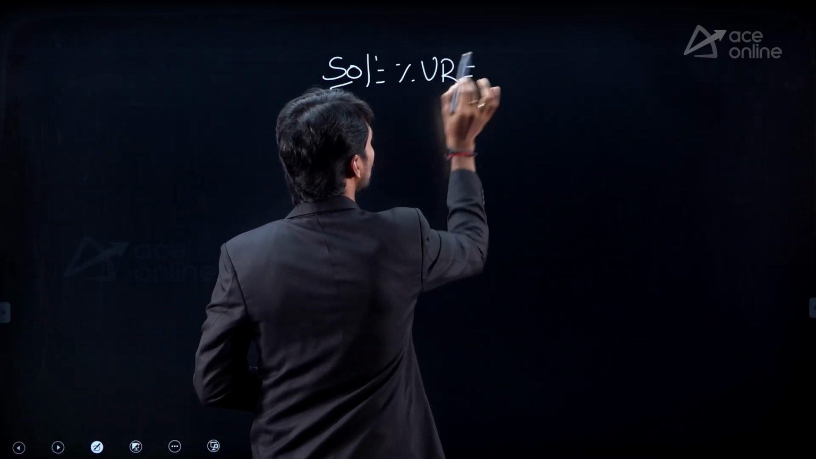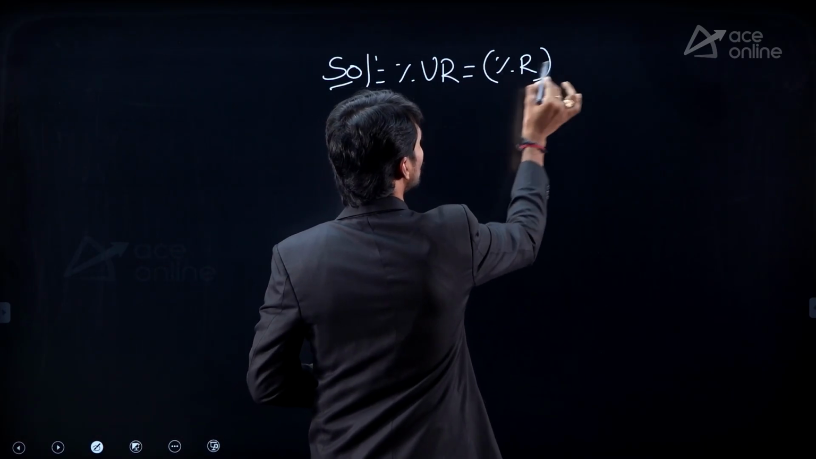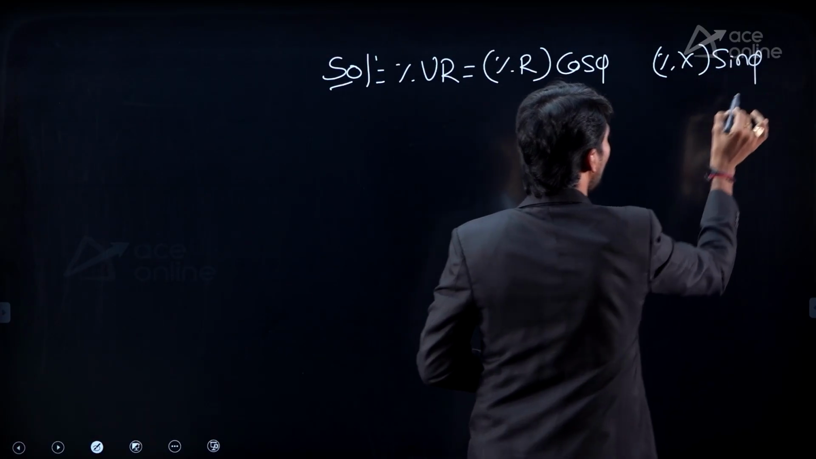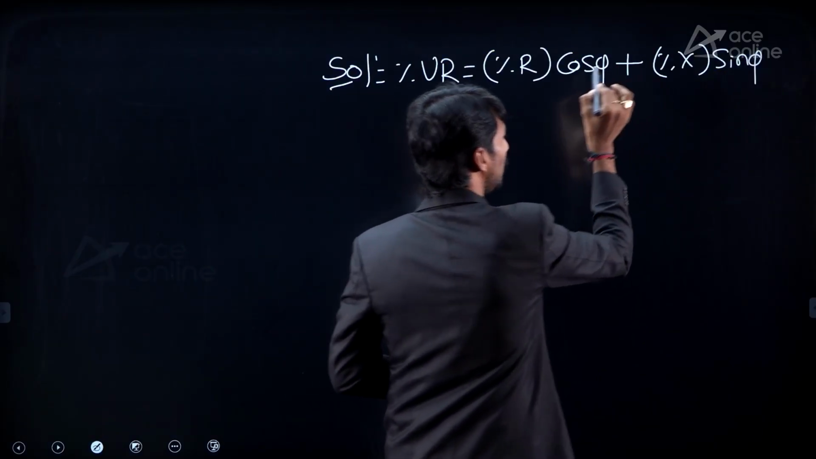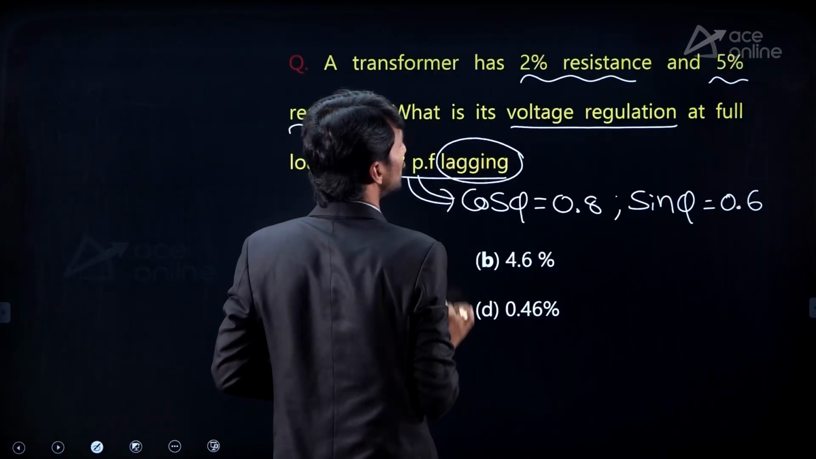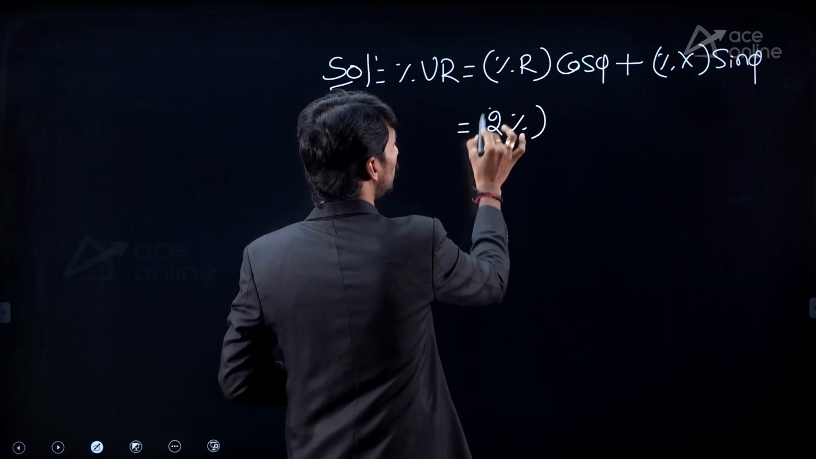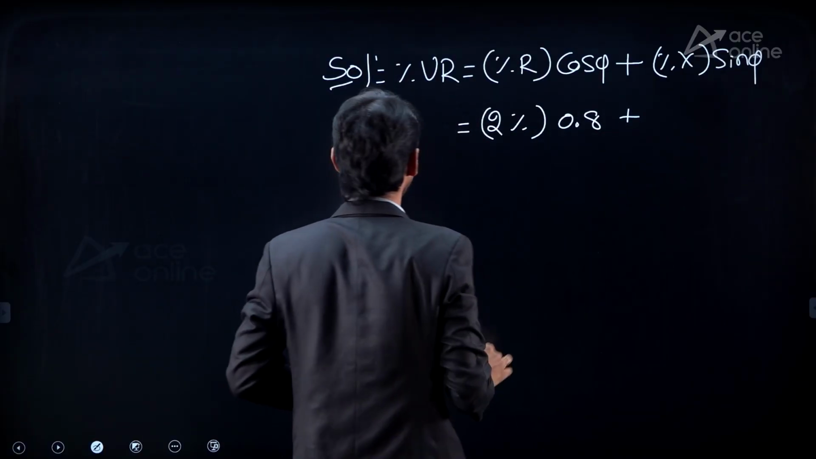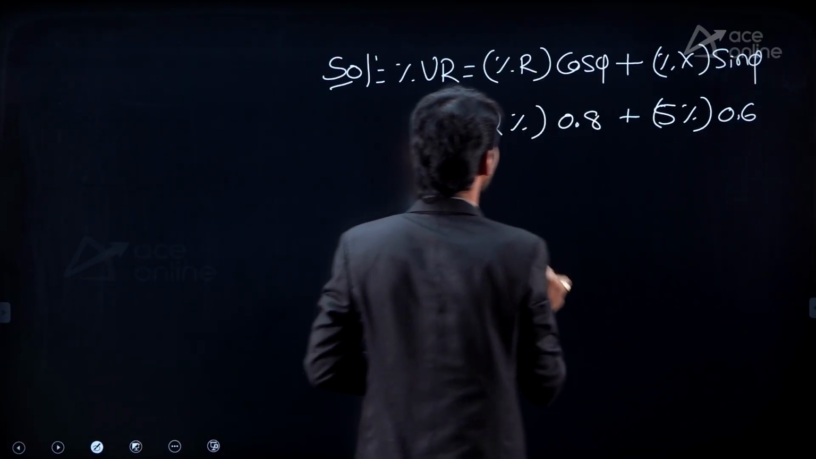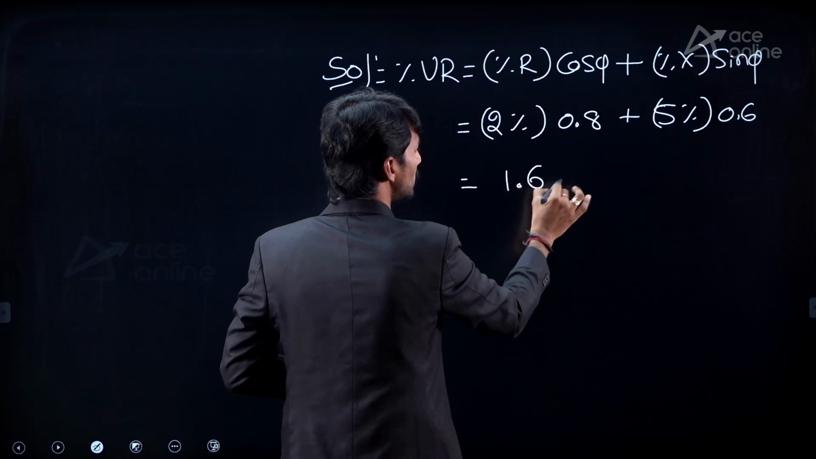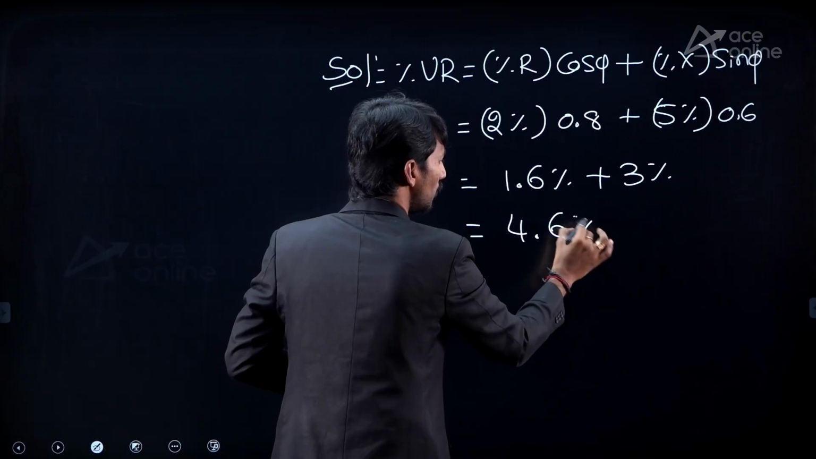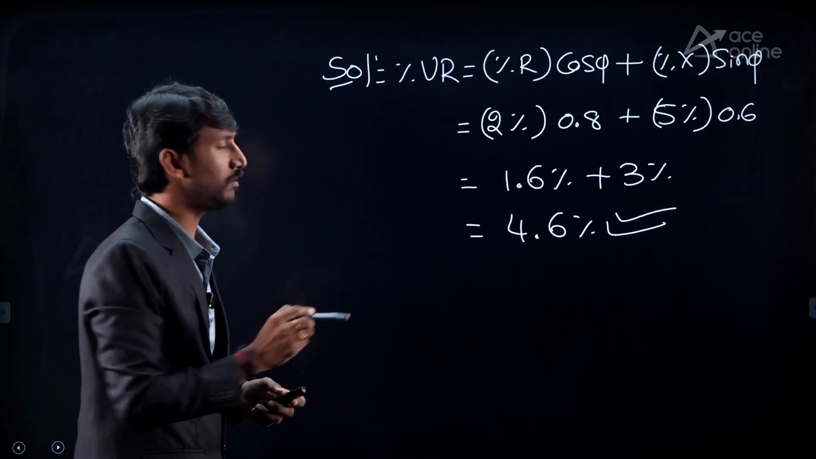Percentage voltage regulation is equal to percentage R into cos phi plus percentage X into sin phi. As the load is lagging, the sign will be plus here. If the load is leading, minus will be there. Now, what is resistance percentage? 2% into 0.8, plus what is reactance? 5% into 0.6. So what will be there here? This is 1.6% plus this is 3%. So the answer will be 4.6%.